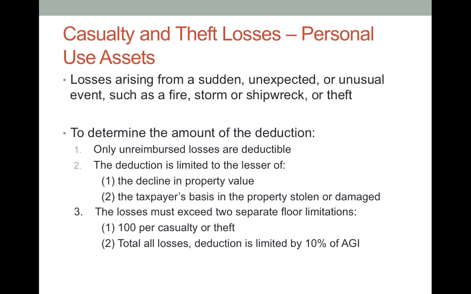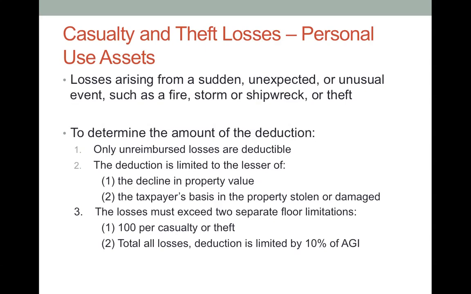So the first thing you need to consider to calculate the amount of the itemized deduction for the loss is that you can only deduct unreimbursed losses. So if something's stolen from you but you have renter's insurance and your insurance policy pays you the value of what was stolen, then you don't get to take any loss because you've been reimbursed. So only unreimbursed losses are deductible. The amount of the loss that you can deduct is going to be limited to the lesser of the decline in property value because of the casualty, or the taxpayer's basis if the property is stolen or damaged.